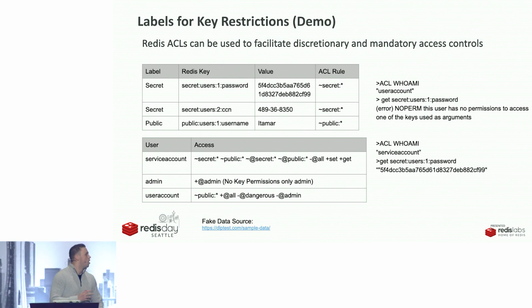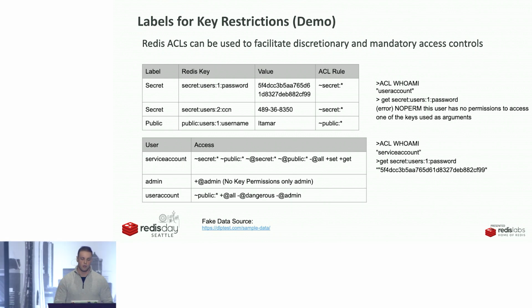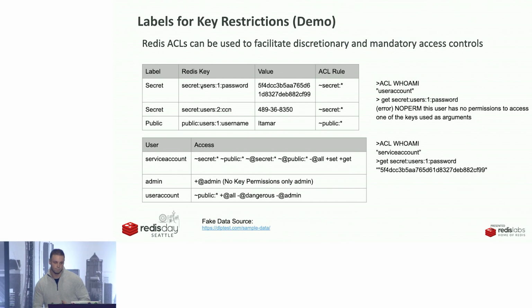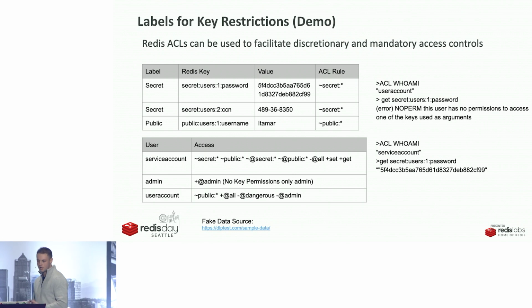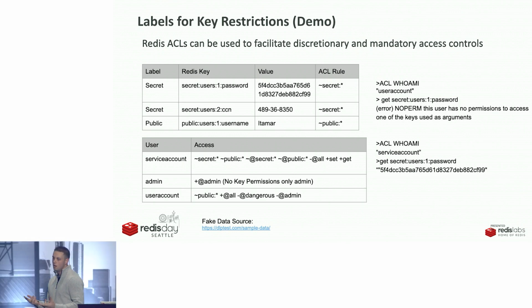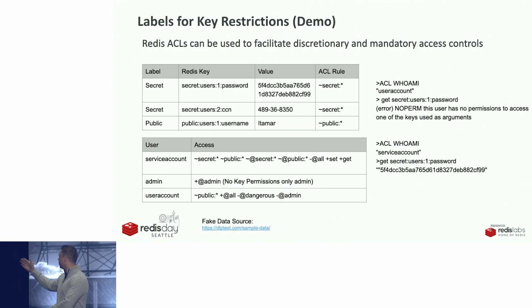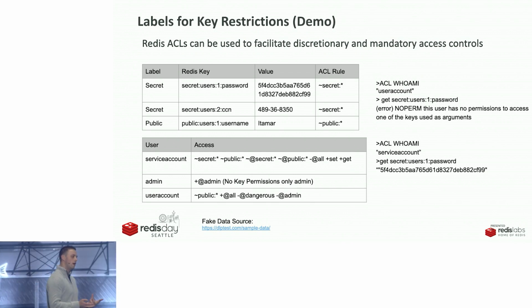So first, you can see that I've created a few keys at the top. Those keys here are secret, which is the security label, users, which is the object, one, which is the identifier, and password, which is really an optional name. You can see the value is an MD5 hash. That's actually the MD5 hash for password. And the security label is secret, which can be very strictly defined.